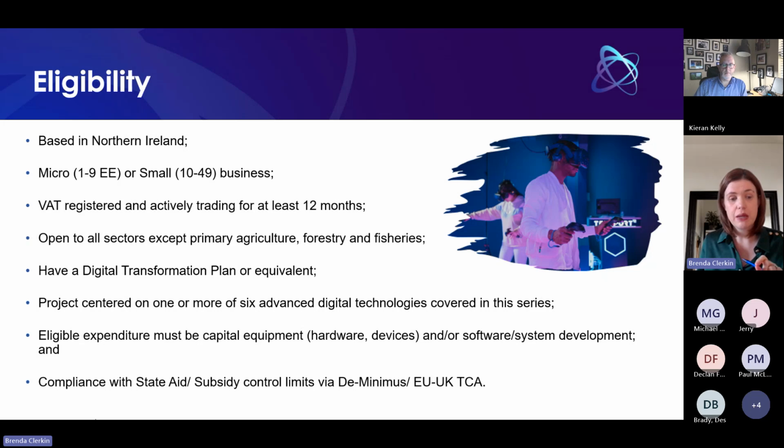If you want to apply, you have to be applying for one or more of the 6 technologies covered by the scheme itself. A list of those technologies is available on the website, and I'll share that link with you shortly. It has to be of a capital nature in terms of the expenditure that you want to claim using the fund. As I said, any revenue expenditure won't be allowed to be claimed, so any subscription type costs or idea generation type costs won't be covered. It does have to be capital in nature. And then, as with all grant funding, you do have to comply with state aid and de minimis levels relating to that.